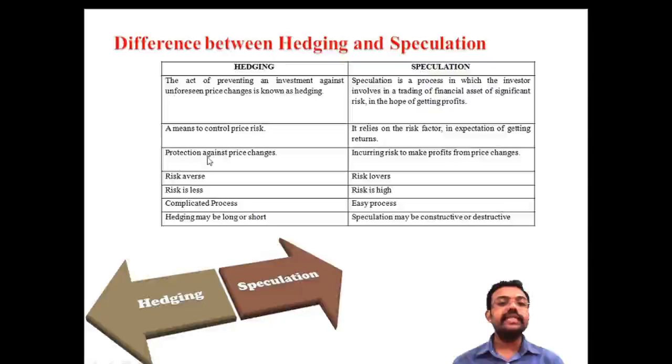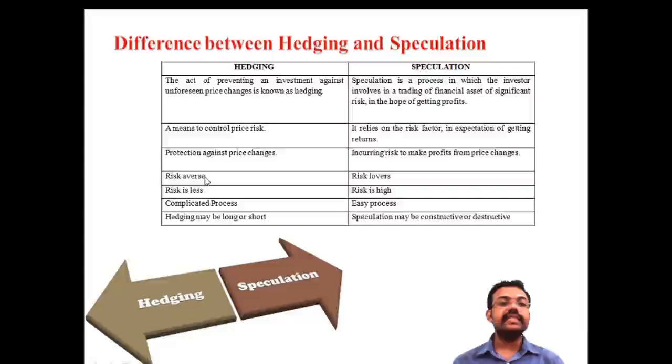Hedging is a protection against the price change. It's always protection against the price change. Speculation is incurring the risk to make the profit from the price change. That means here there is a focus on the protection against the price change, and here on making the profit from the price change. That's another difference between hedging and speculation.